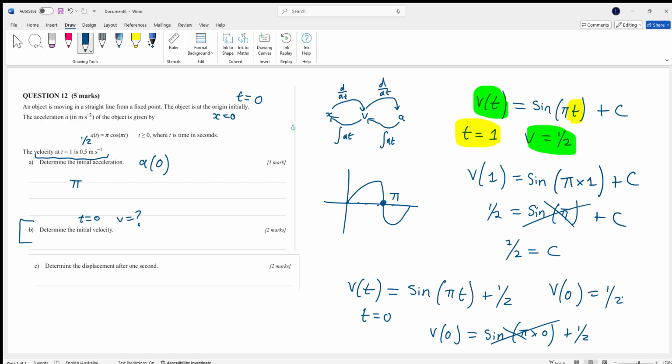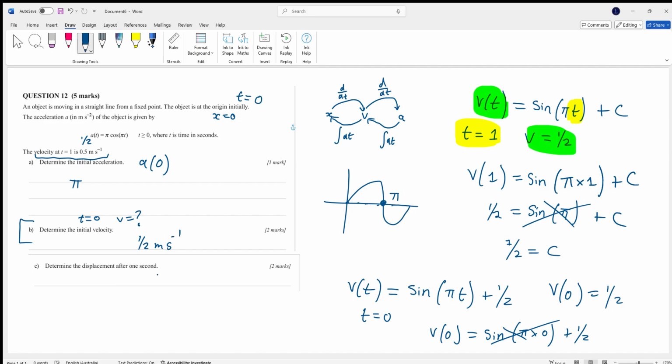Okay? So what that has told me here is that is just the initial velocity as well. Now you might be wondering, oh yeah, at the start it's a half and then a second later is also a half. How does that make sense? It's because the velocity is oscillating as well. Okay, so it must be going very fast, this object here. So the initial velocity is just a half meters per second.